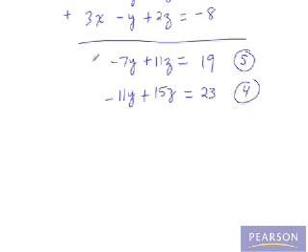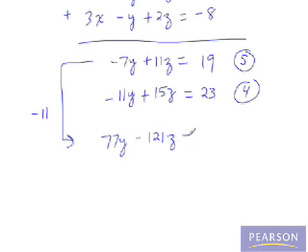I'm going to multiply equation number 5 by a negative 11, giving us negative 7y times negative 11, positive 77y. Positive 11z times negative 11 is a negative 121z, and positive 19 times negative 11 gives us a negative 209. We will then multiply the bottom equation by a positive 7.